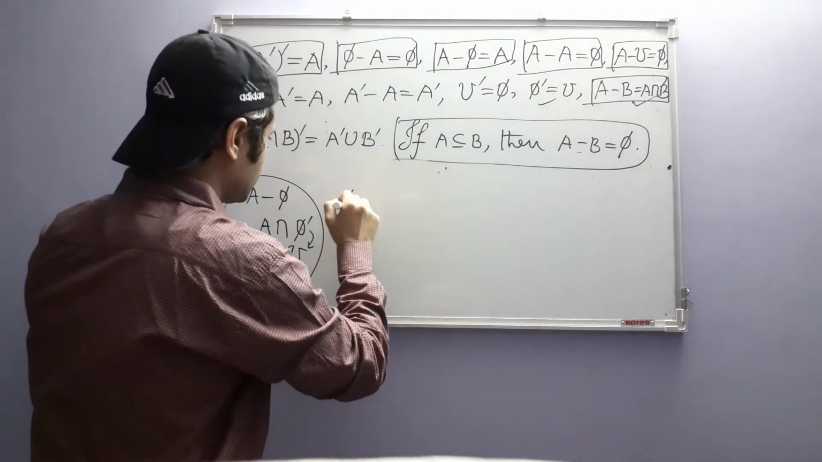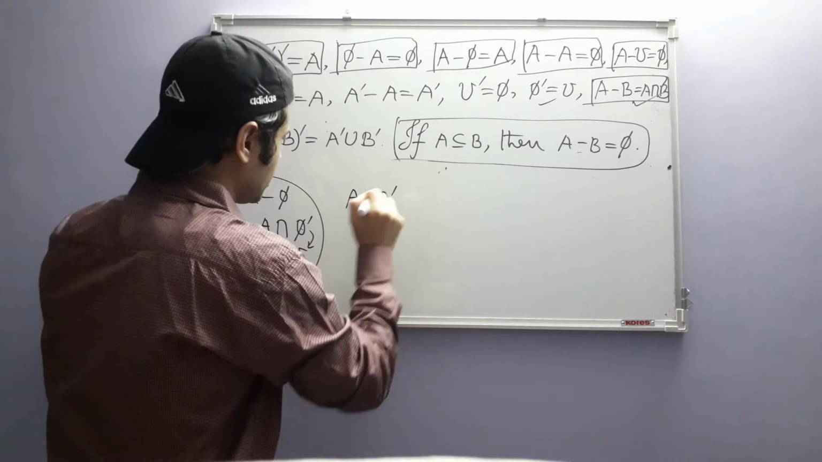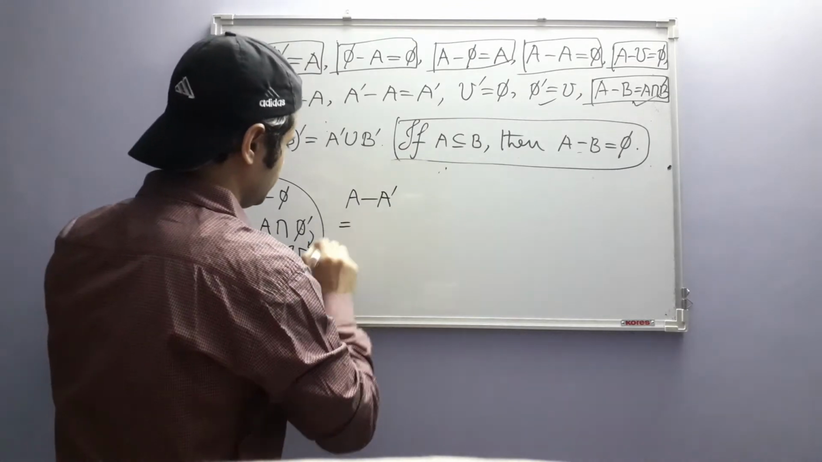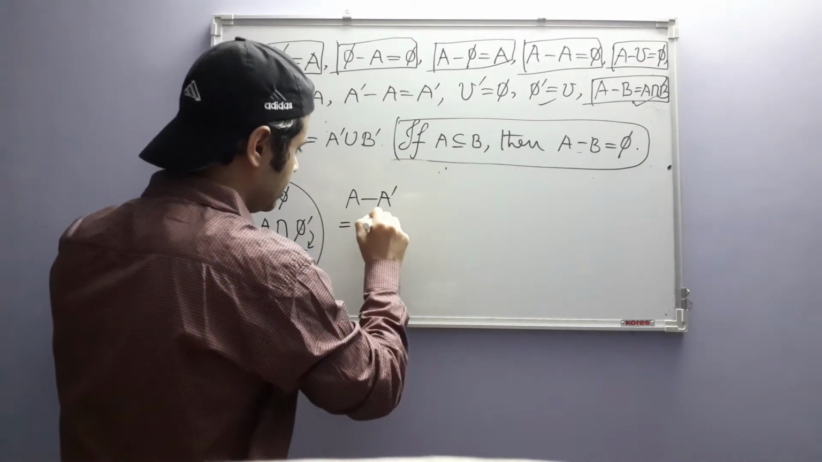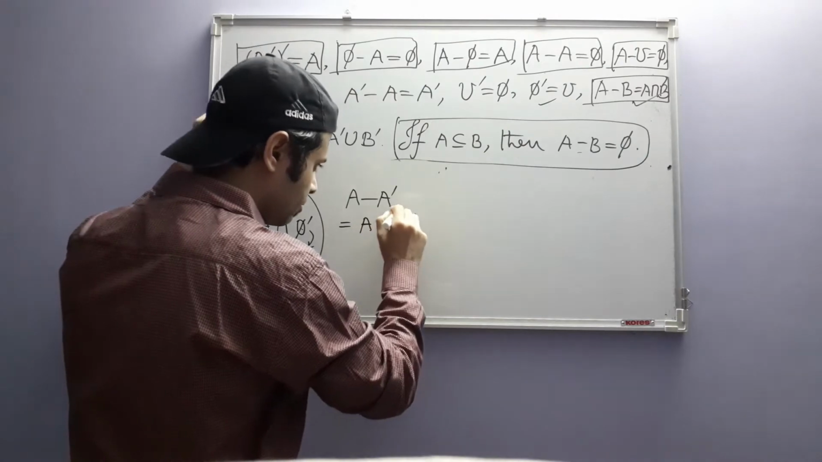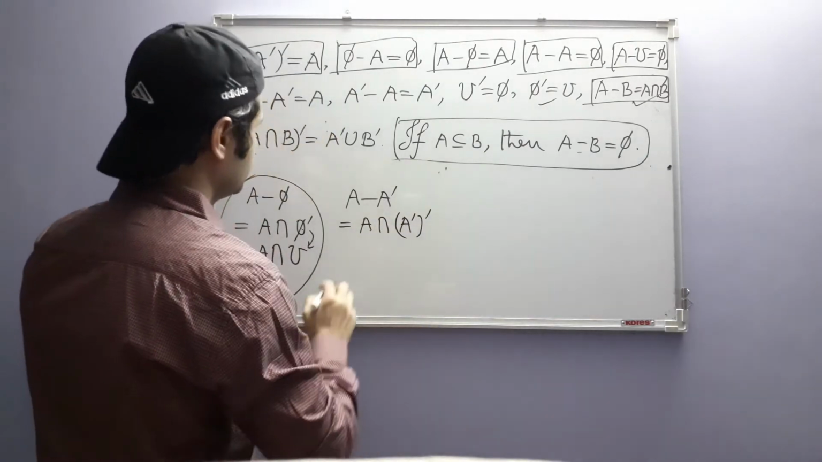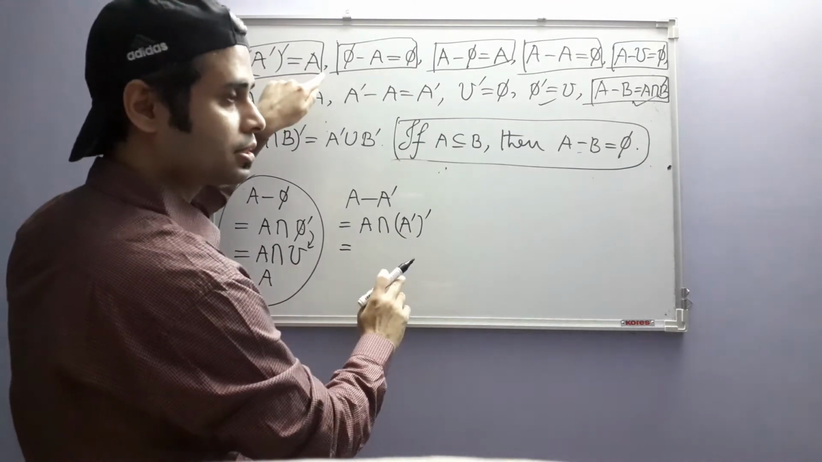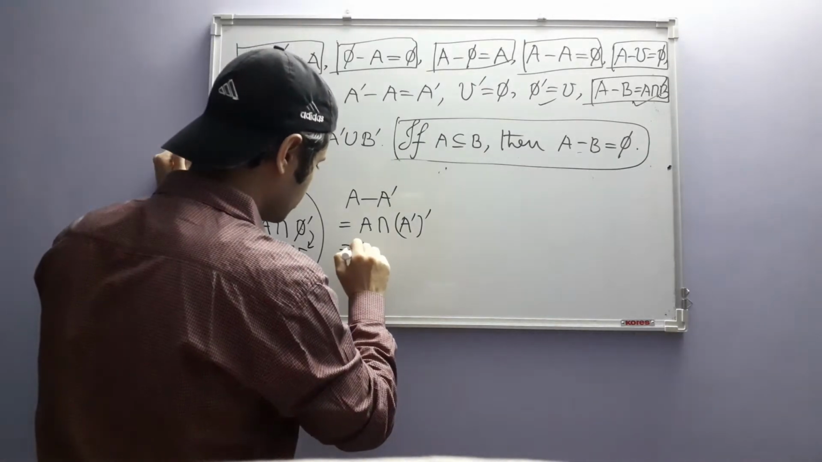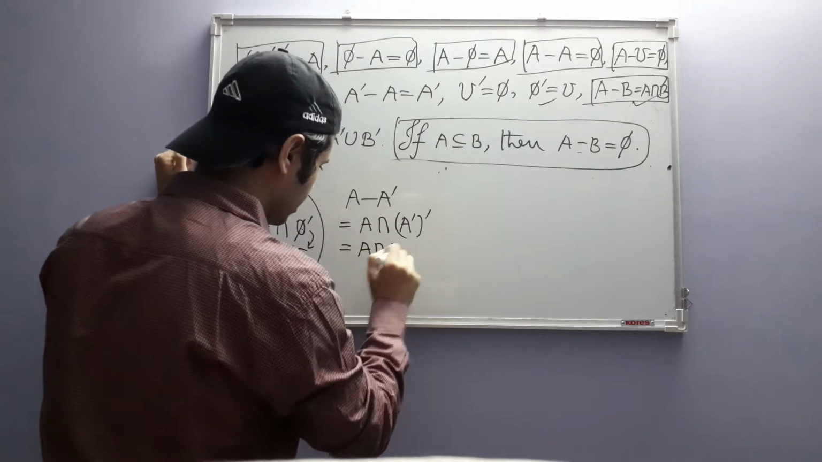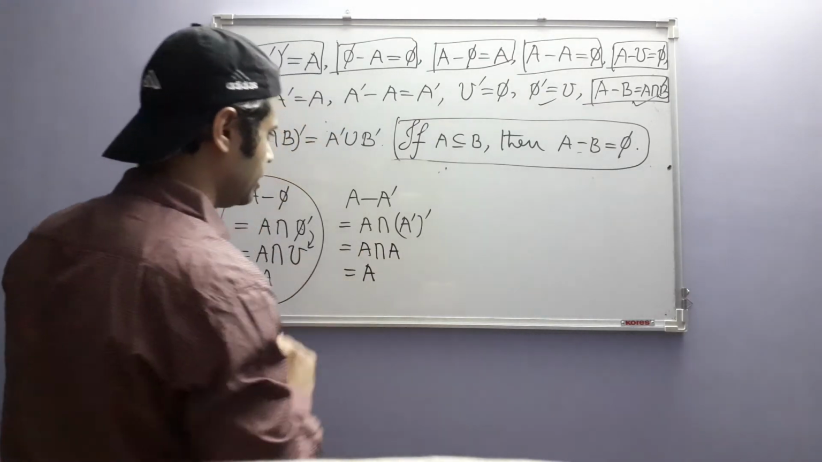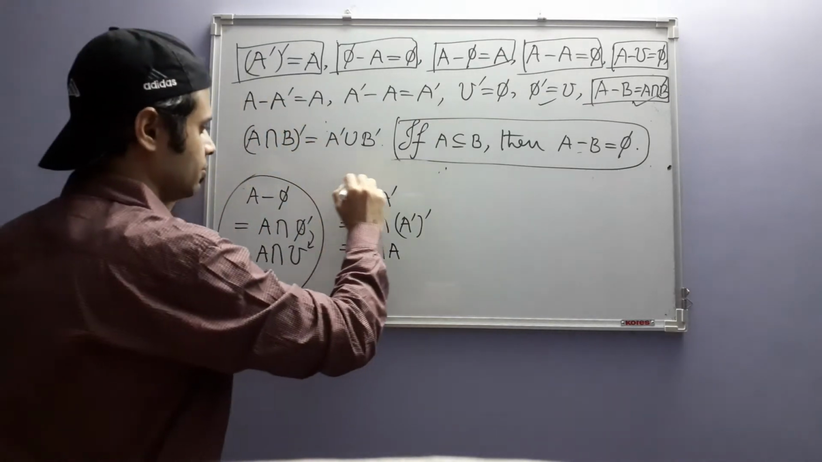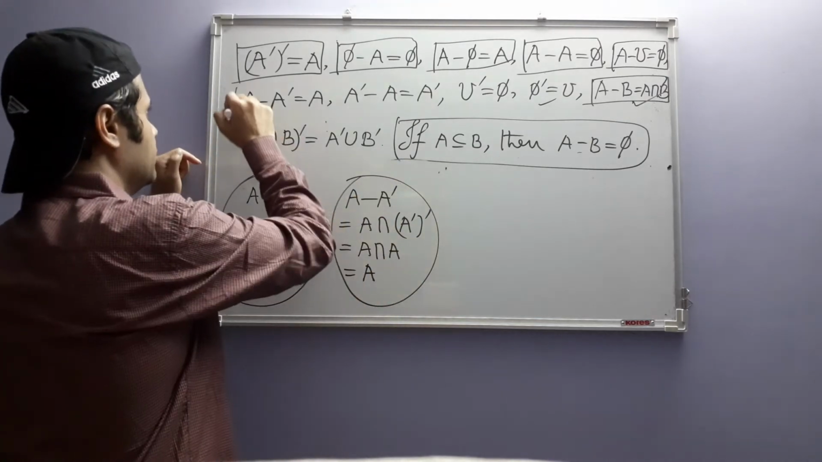Like that, I try this one also. So this is equal to A intersection A complement complement. But in this case we already know that A complement complement is equal to A. So A intersection A, but A intersection A is A. So this one is complete.